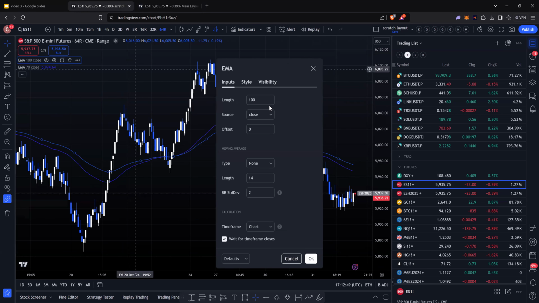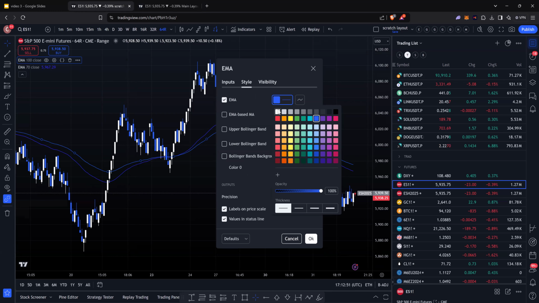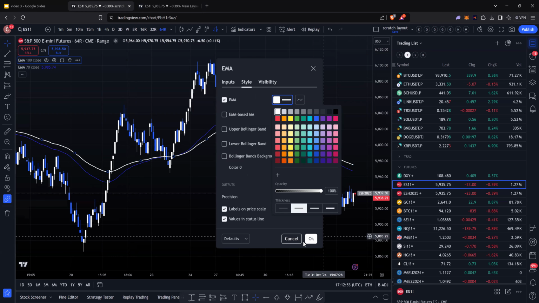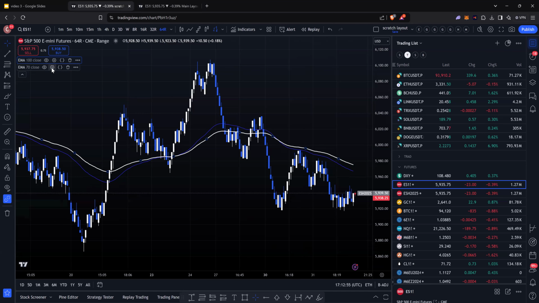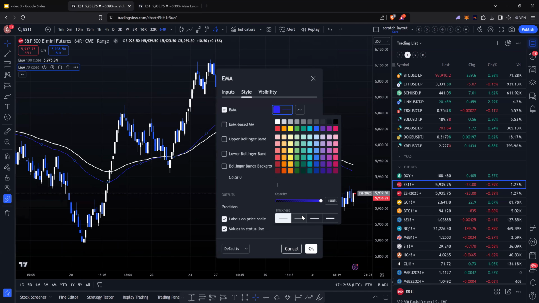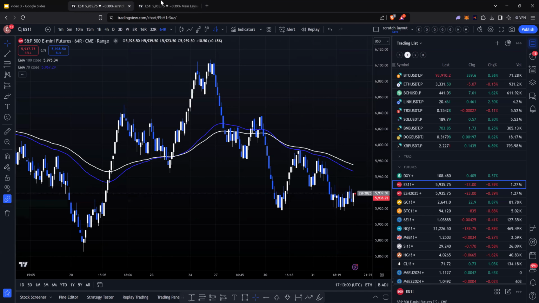You can set them to be different colors, whatever colors you like. Play around, get artistic with the settings, make it your own. So those are the EMAs. Those should look pretty similar across both of the charts now.